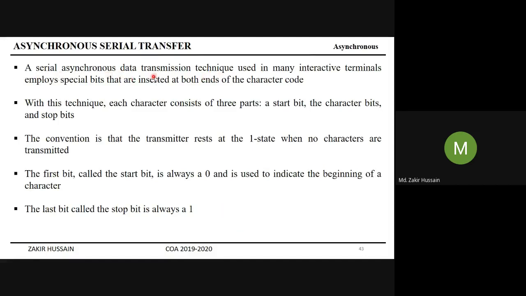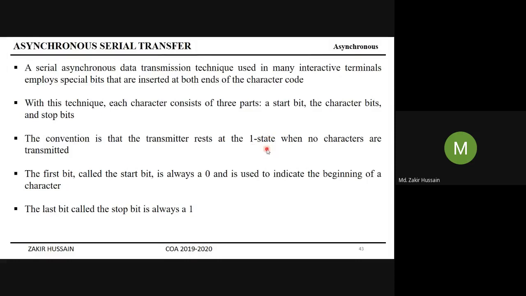A serial asynchronous data transmission technique used in many interactive terminals employs special bits that are inserted at both ends of the character code. Character code is the actual message that we are intending to transmit. With this technique, each character consists of three parts: a start bit, the character bits, which are the actual message bits, and the stop bit. The convention is that the transmitter rests at the one state.